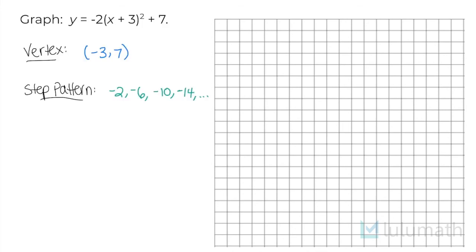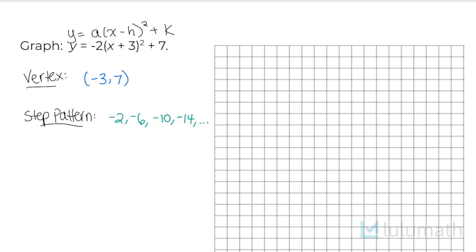So for this one, you should get that the vertex is -3, 7, and that the step pattern is -2, -6, -10, and -14, so on and so forth. If you got this right, excellent. Skip through this next explanation. If you got it wrong, again, no problem. Mistakes are how we learn. You're giving yourself a chance to really enrich your understanding, so it's no worries at all. If you have any more questions about it after we do this explanation, please make sure to reach out.